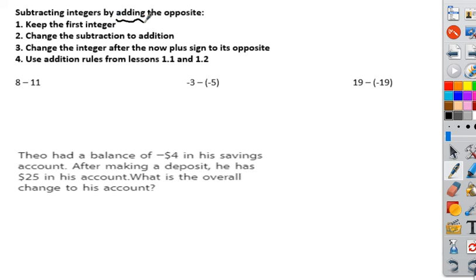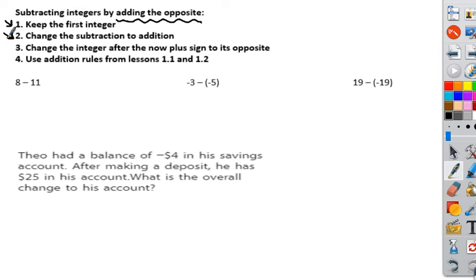It says subtracting integers by adding the opposite. So this is the important part. You're adding the opposite anytime you're doing subtraction now. So when we look at your paper, we shouldn't see subtraction anymore. We should see every subtraction change to addition, and then the next integer change to the opposite sign. So here are your steps. You keep the first integer. You're never going to change the sign on the very first integer. You change your subtraction sign to addition, and then you change the integer after the now plus sign to the opposite.